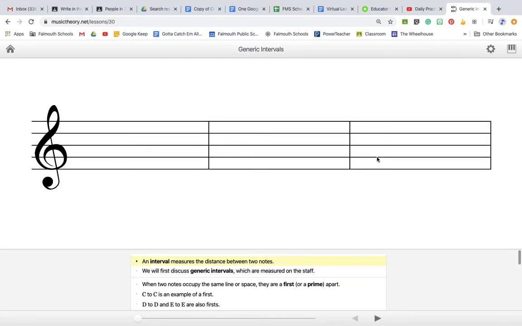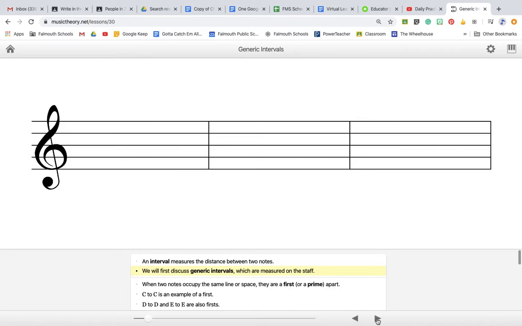Hey guys, I just wanted to go through some of the intervals that we did last time by ear. Now we're going to take a look at what those look like on the staff. So, first thing we need to know is that an interval measures the distance between two notes.